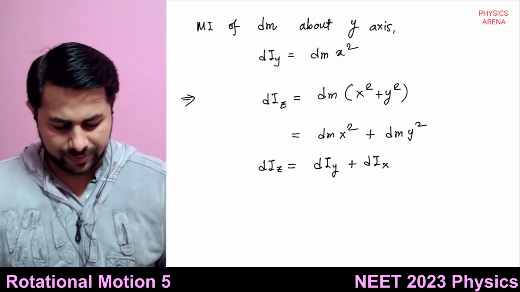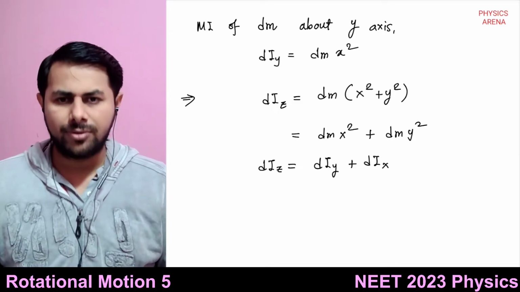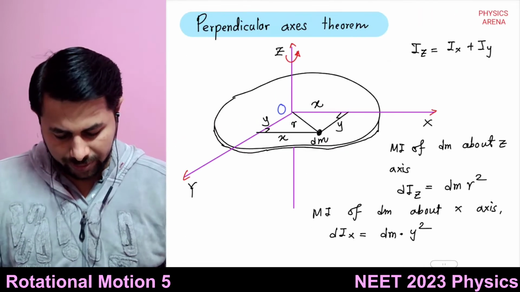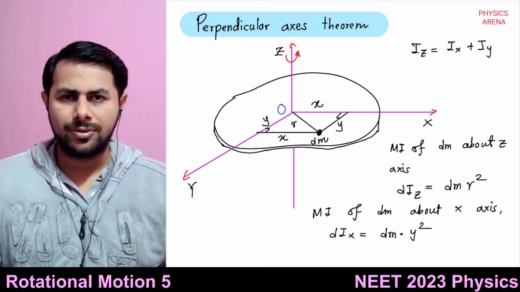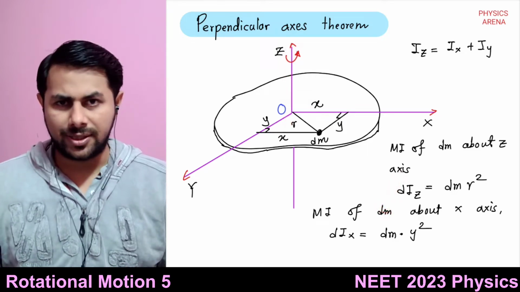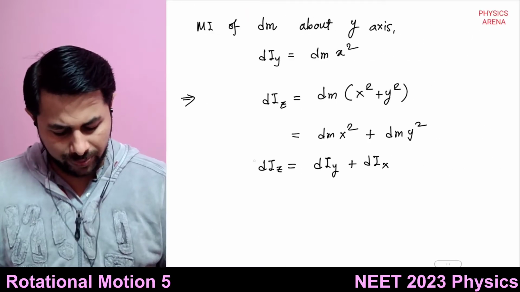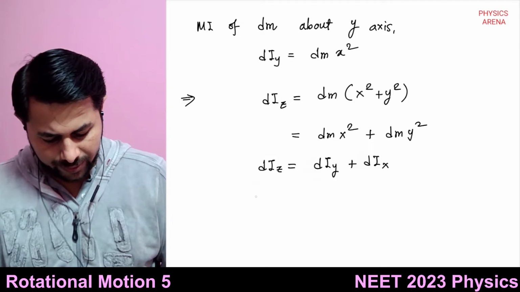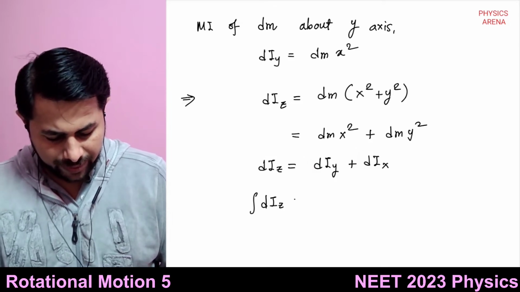So this is dIz. And now if you want the moment of inertia of this complete laminar body about this z axis, what will you do? You will integrate this, just integrate this. So if you integrate this equation, what do you get?